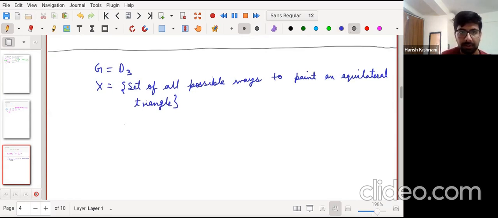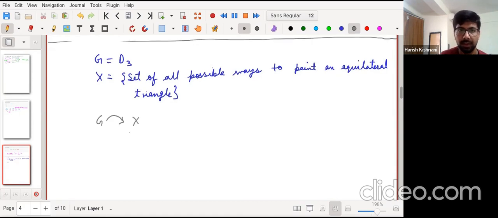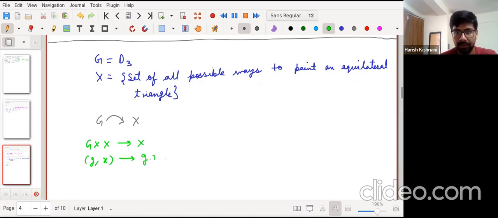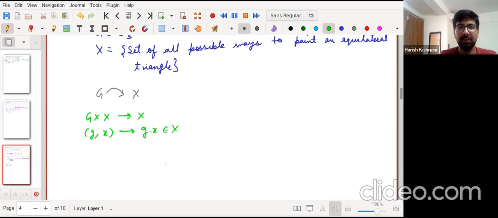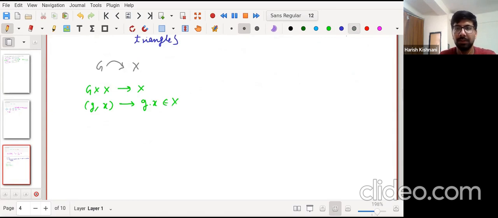Can we define an action of this G over this set X? For that, first of all, we need to define a map from G cross X to X, right? So the tuple G comma small x has to be mapped to an element G dot X of X. Can anyone guess what the natural action coming out of this is? G is the dihedral group over three letters, and X is the number of ways to paint an equilateral triangle. So what can G dot X be?